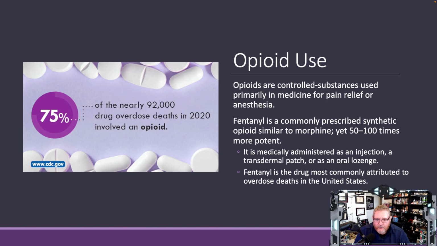Opioids. Opioids are controlled substances used primarily in medicine for pain relief or anesthesia. Fentanyl is a common prescribed synthetic opioid similar to morphine, yet 500 to 1,000 times more potent. It is medically administered as an injection, a transdermal patch, or as an oral lozenge. Fentanyl is the drug most commonly attributed to overdose deaths in the United States.